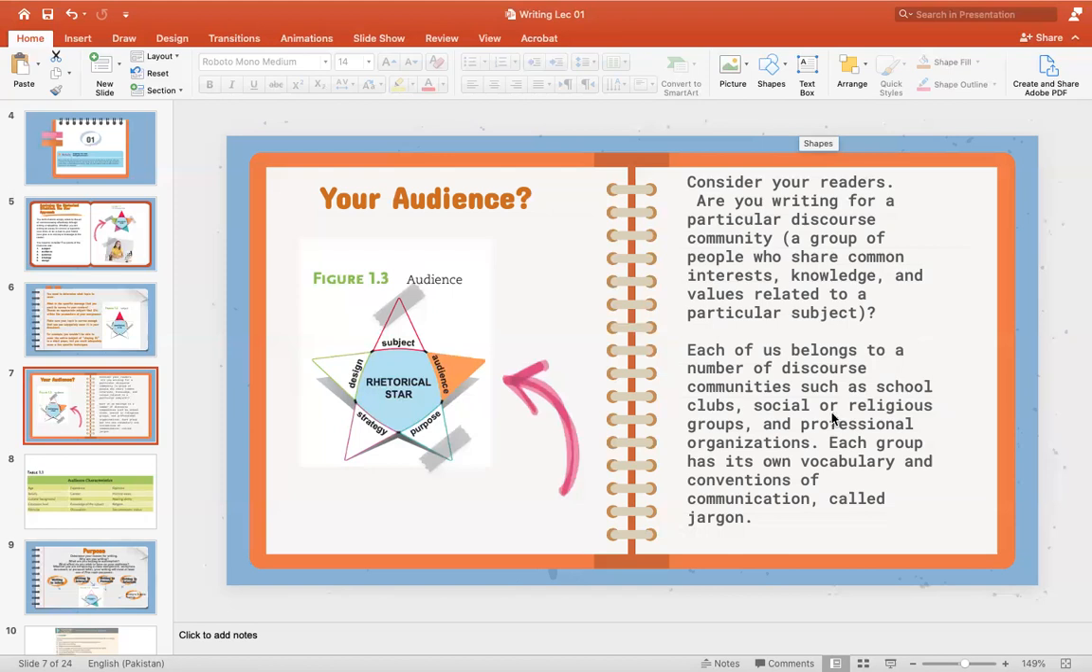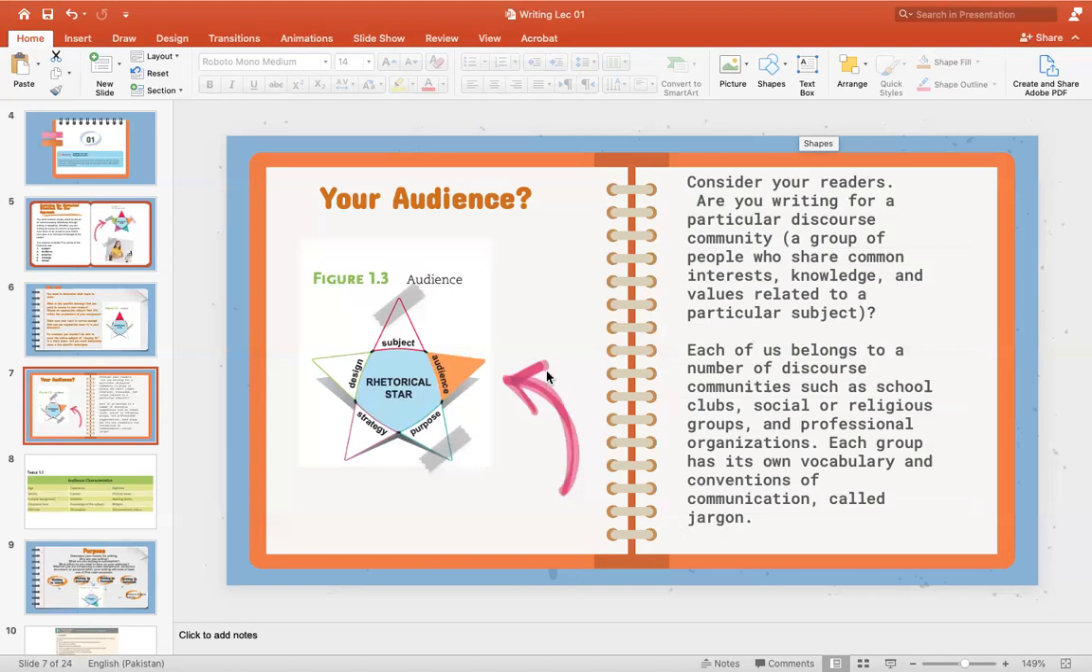All right. So actually, we all belong to certain discourse communities. For example, school clubs, social or religious groups. In a religious context, you are supposed to write differently than when you're writing to a friend, or when you're writing to your teacher. And there are certain professional organizations as well.